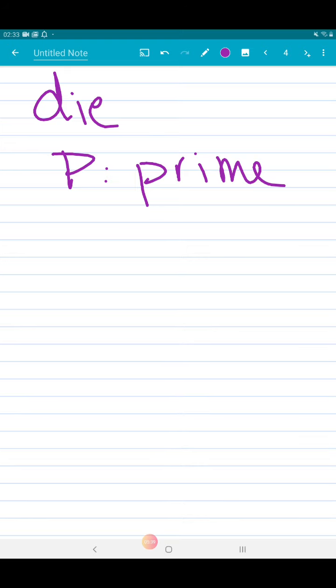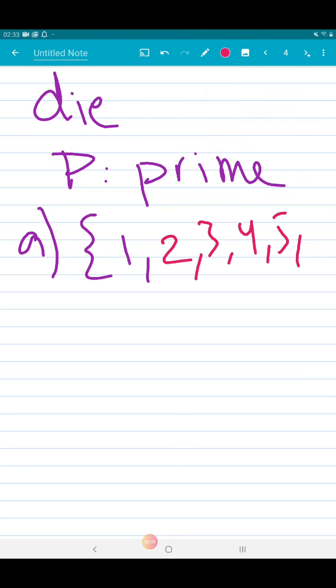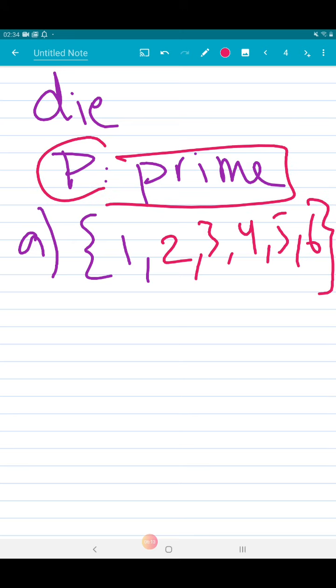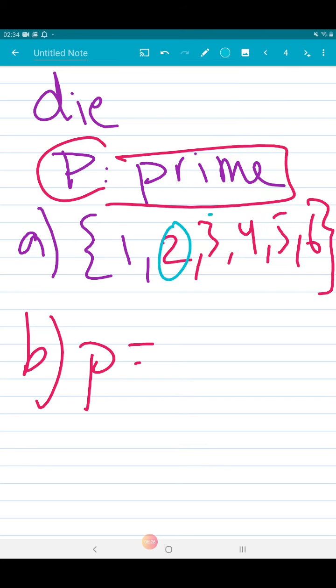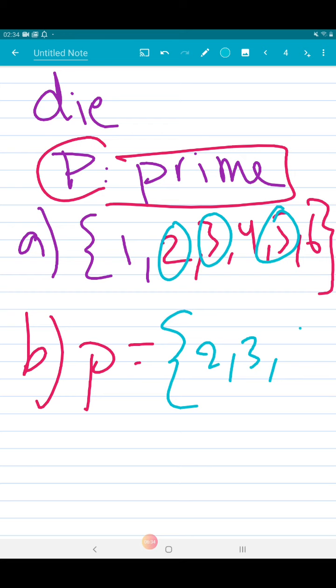A common die is tossed. P is the event that the number is a prime. First part: state the total number of possible outcomes. Okay, the list of all possible outcomes, or the sample space, is 1, 2, 3, 4, 5, 6. What about P, prime numbers? List down the favorable outcomes. Circle the prime numbers. It's 2, 3, and 5. So the favorable outcomes, which are the prime numbers, are 2, 3, and 5.